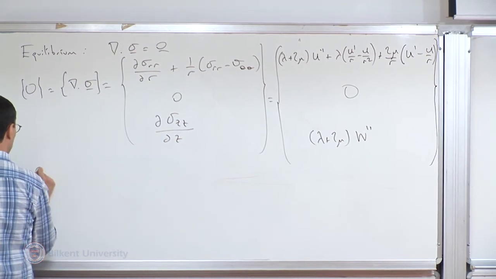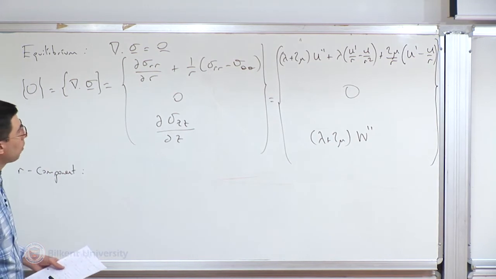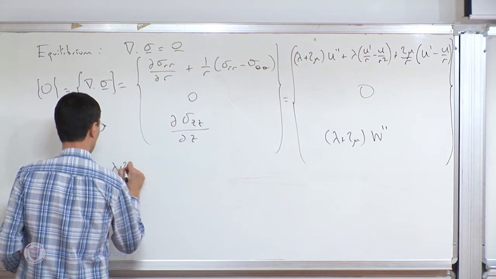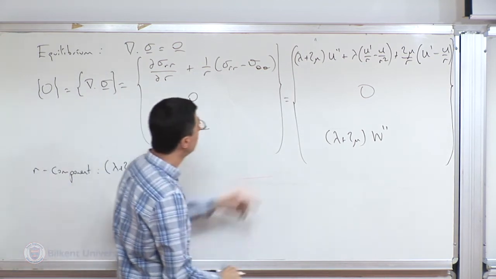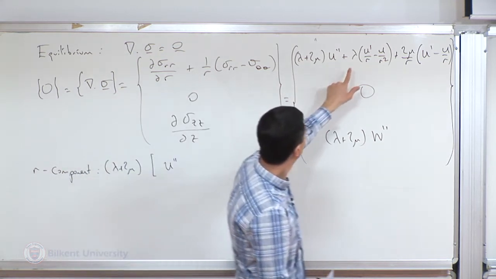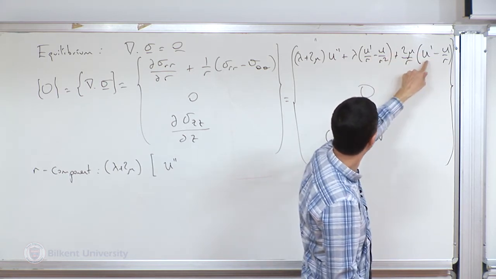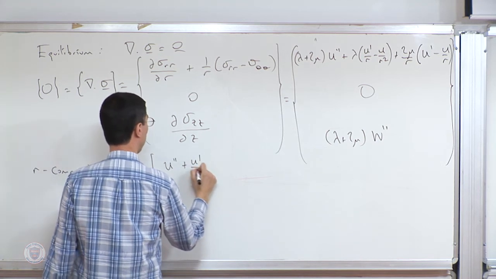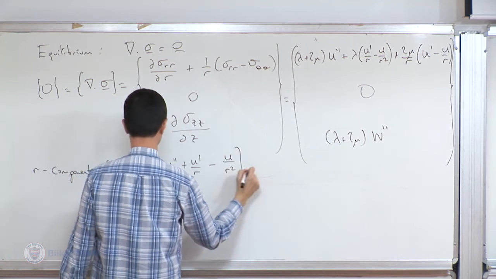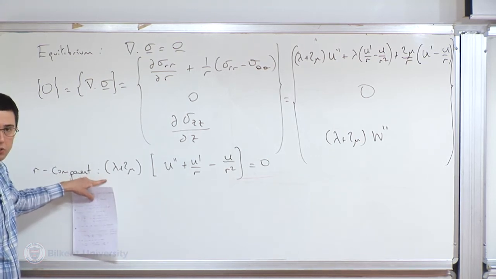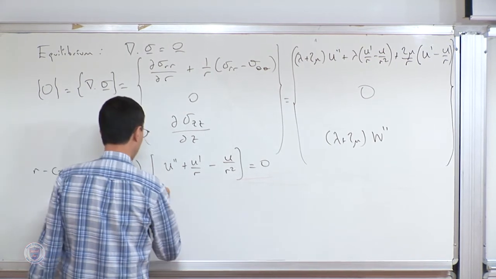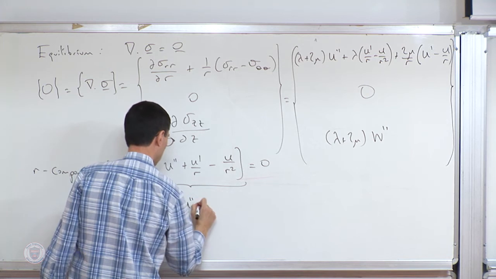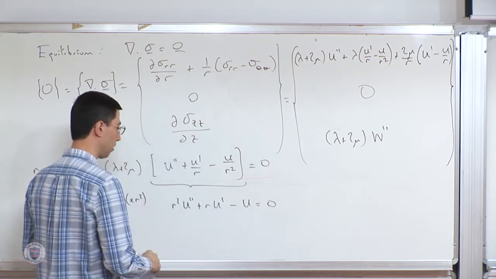Okay? So let us begin with the r component. So actually it looks much easier than it looks at first sight. So lambda plus 2 mu is a common factor actually, which multiplies u double prime and then u prime over r minus u over r squared. So actually these two things are similar. So plus u prime over r minus u over r squared is equal to 0. The material parameters apparently do not influence in this case the value of u. And let me multiply this with a r squared to obtain that expression.